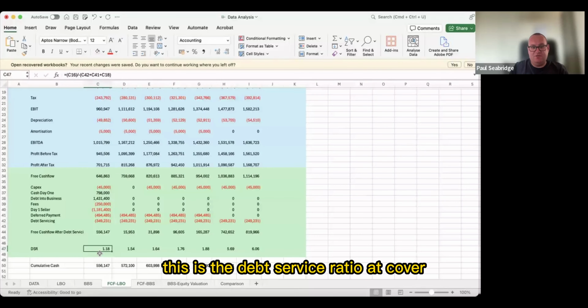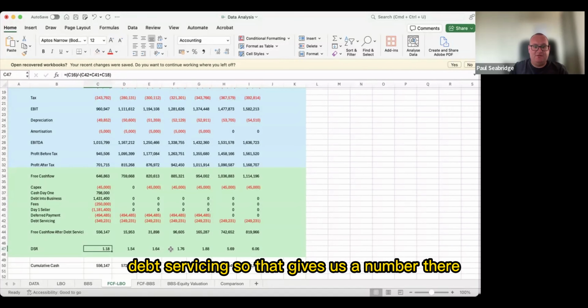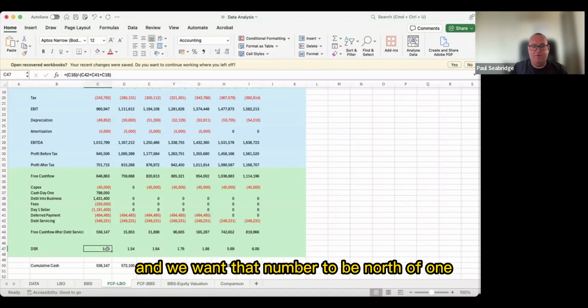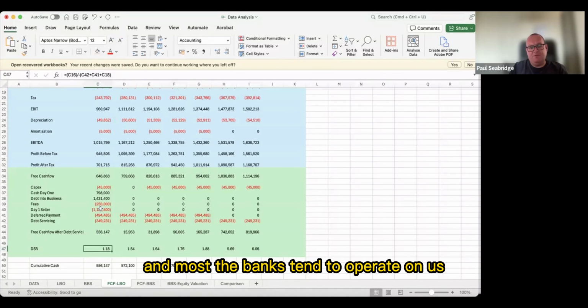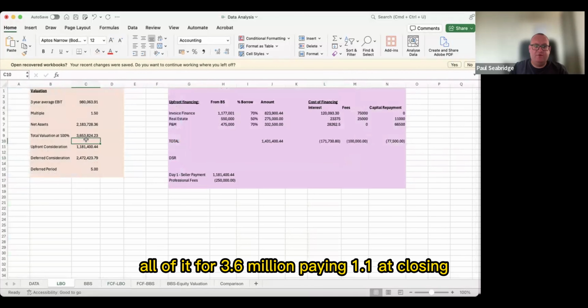This is the debt service cover ratio, which is effectively the operating profits divided by all of the debt servicing. So that gives us a number there, and we want that number to be north of 1. And most of the banks tend to operate on a sort of debt service ratio of 1.3 to 1.5. So in that example, as I've said before, we're going to buy the business, all of it for 3.6 million, paying 1.1 at closing.